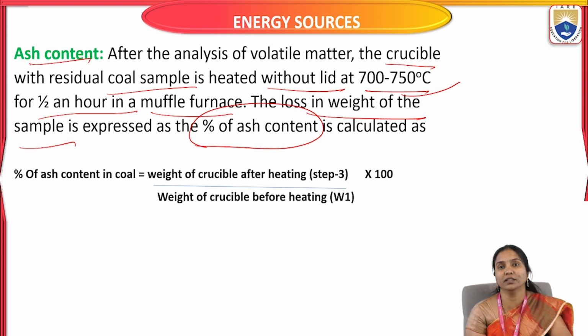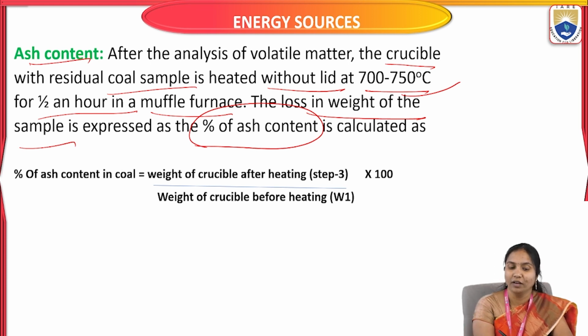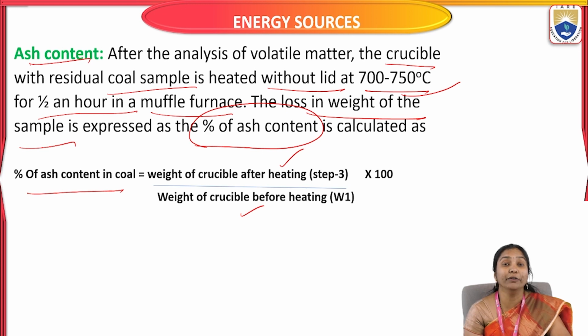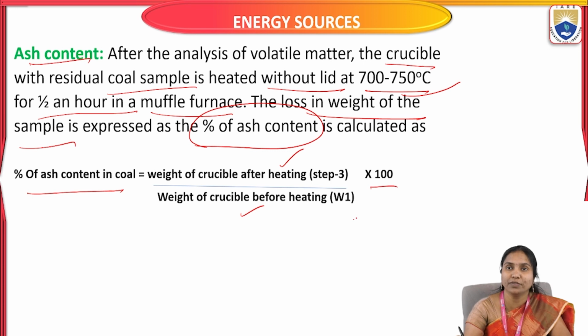So how can you calculate the percentage of ash present in the coal sample? The percentage of ash content in coal sample is equal to the weight of crucible after heating in step 3, minus the weight of crucible before heating, divided by the weight of crucible before heating, into 100. By using this formula, we can calculate the ash percentage present in the coal sample.